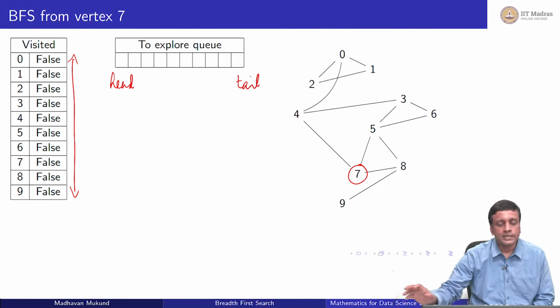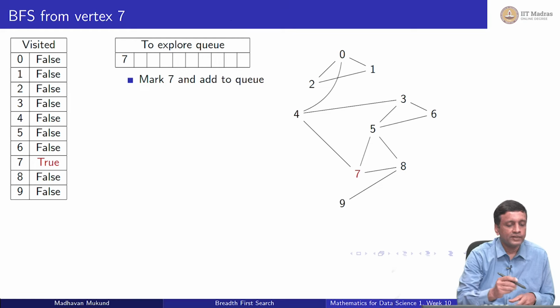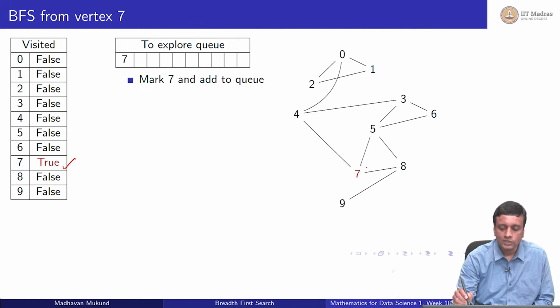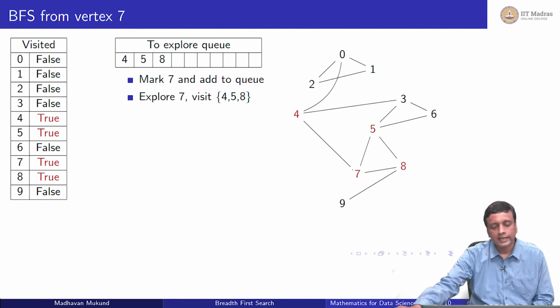So we are starting from 7. The first thing we do is mark 7 as visited, and just to illustrate, we have also marked it on the graph. And now we have also put 7 in the queue, saying that 7 needs to be explored. So we mark 7 as visited and add it to the queue. Now the real breadth first search starts, which is you pick up the first element in the queue and explore it. So we pick up 7 and explore it.